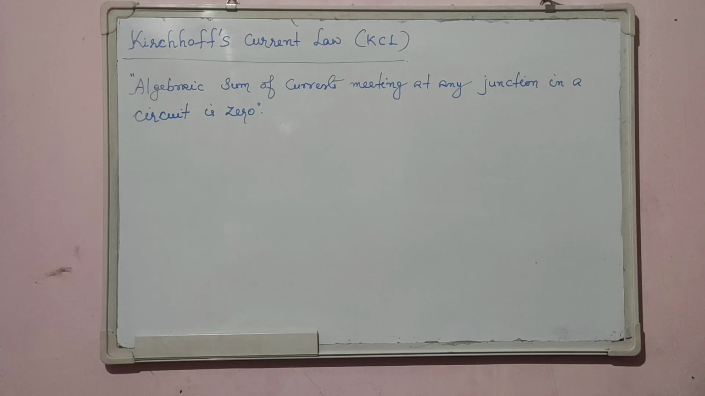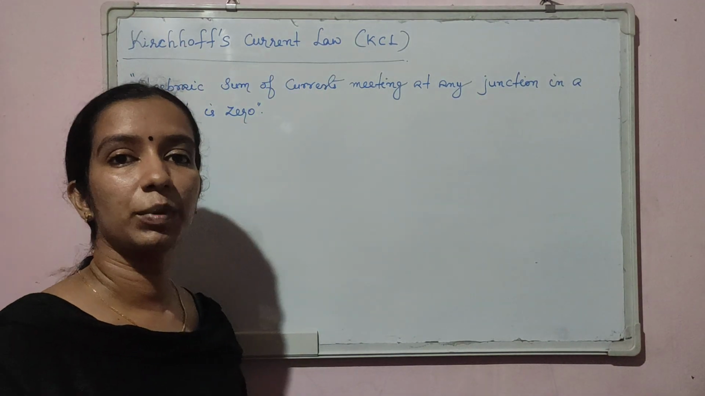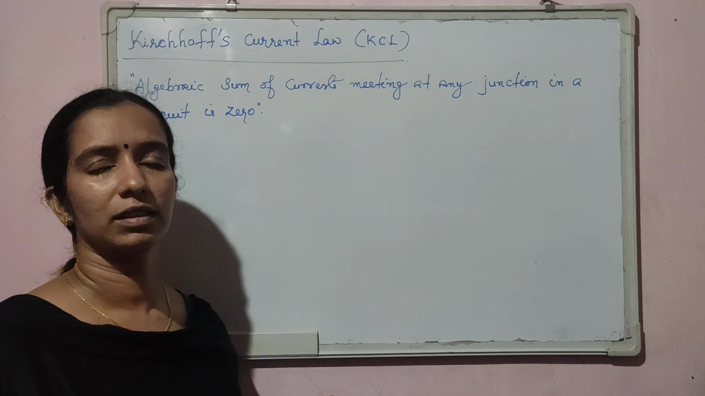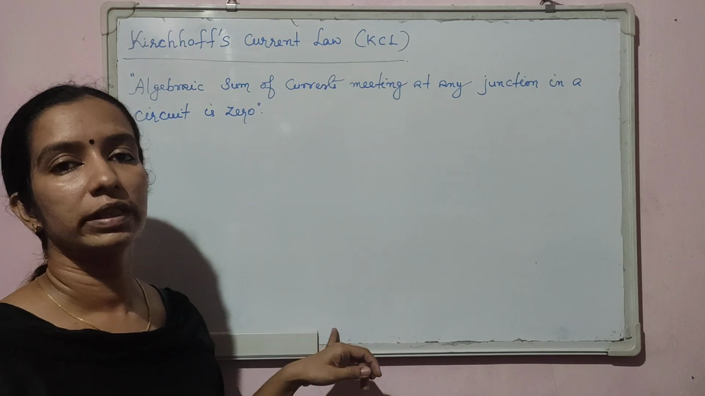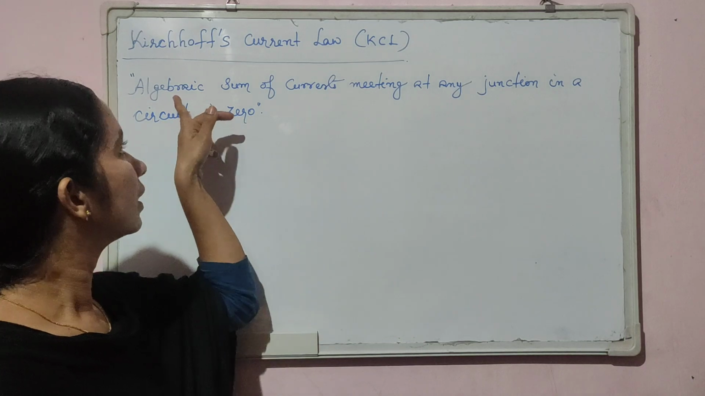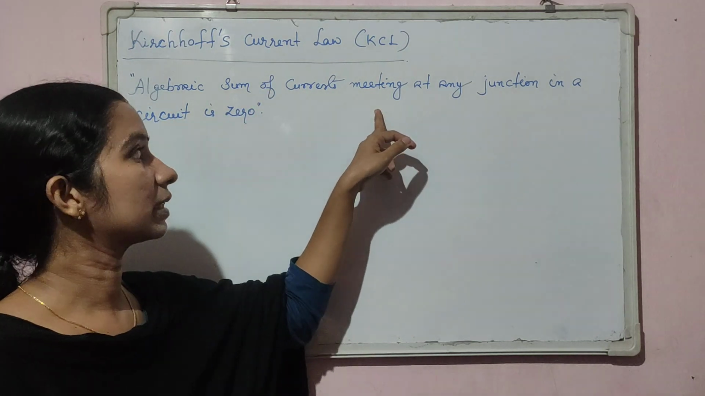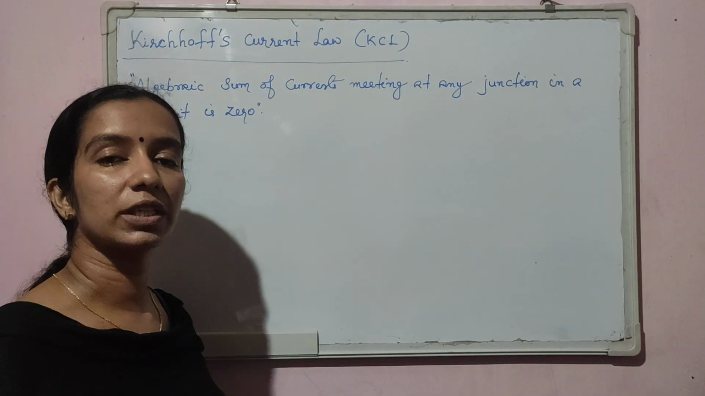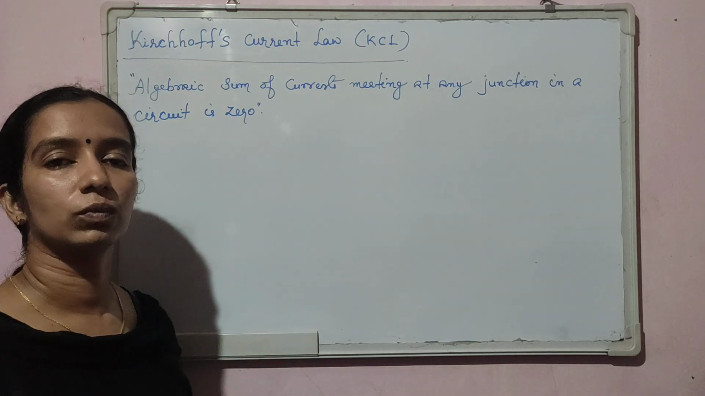In this lecture, we'll be discussing Kirchhoff's current law. Kirchhoff's current law is abbreviated as KCL, and it states that the algebraic sum of currents meeting at any junction in a circuit is zero.